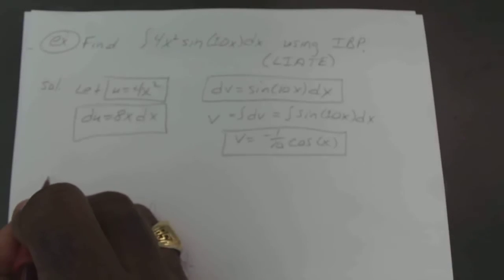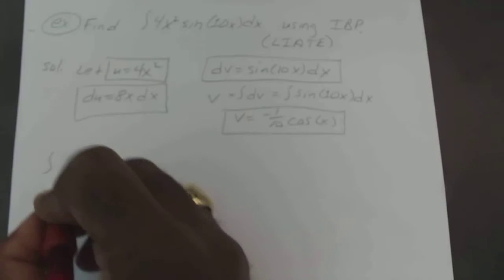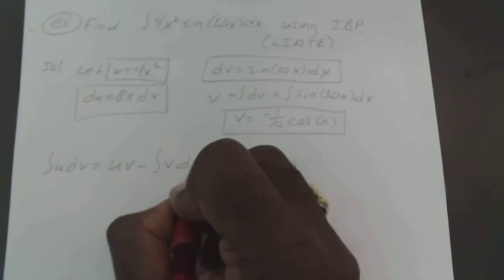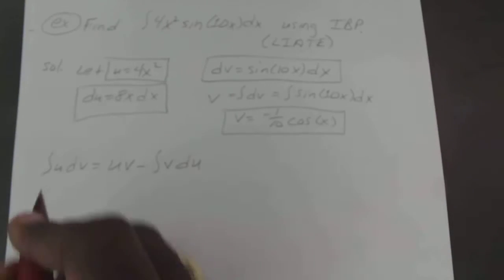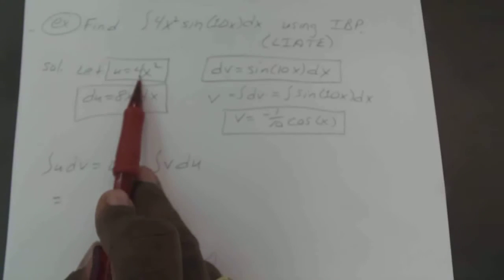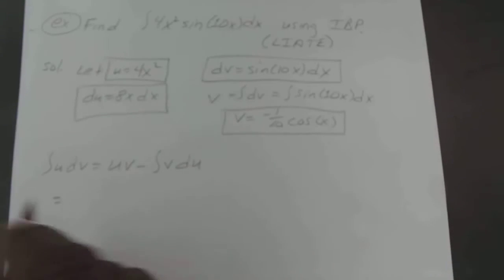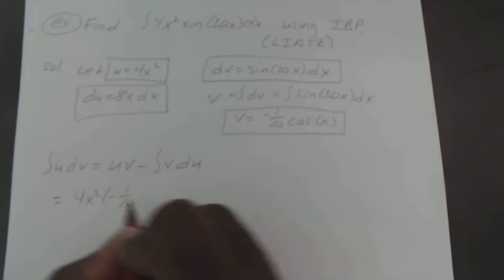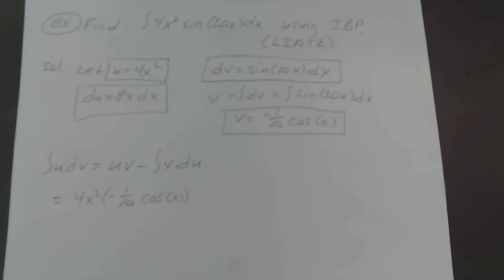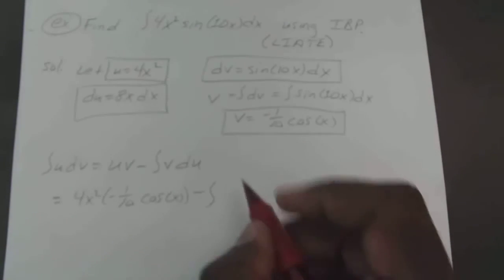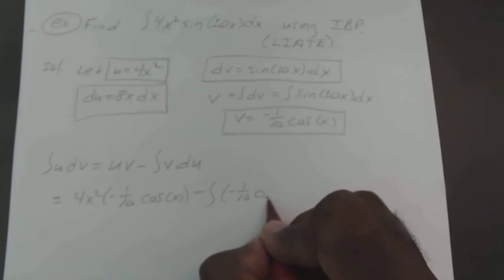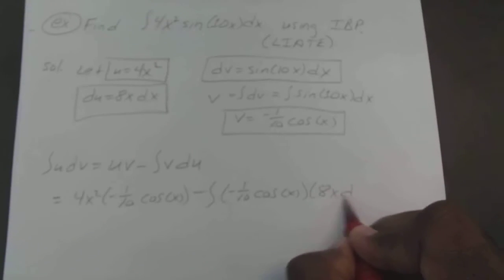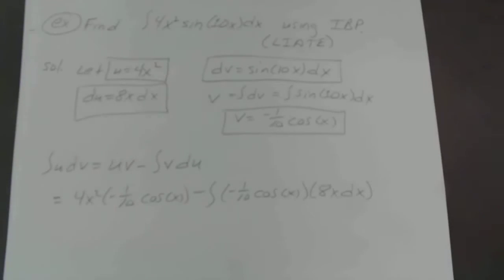Okay, so the integral of u dv equals uv minus the integral of v du. Okay, so that's going to equal uv, which is 4x squared times negative 1/10 cosine of 10x, minus the integral of v, which is negative 1/10 cosine of 10x, du, which is 8x dx.